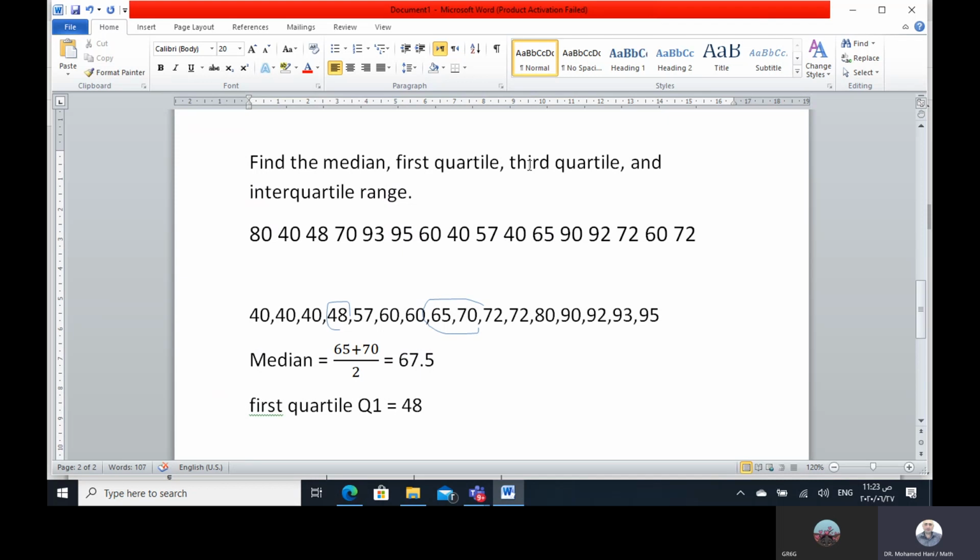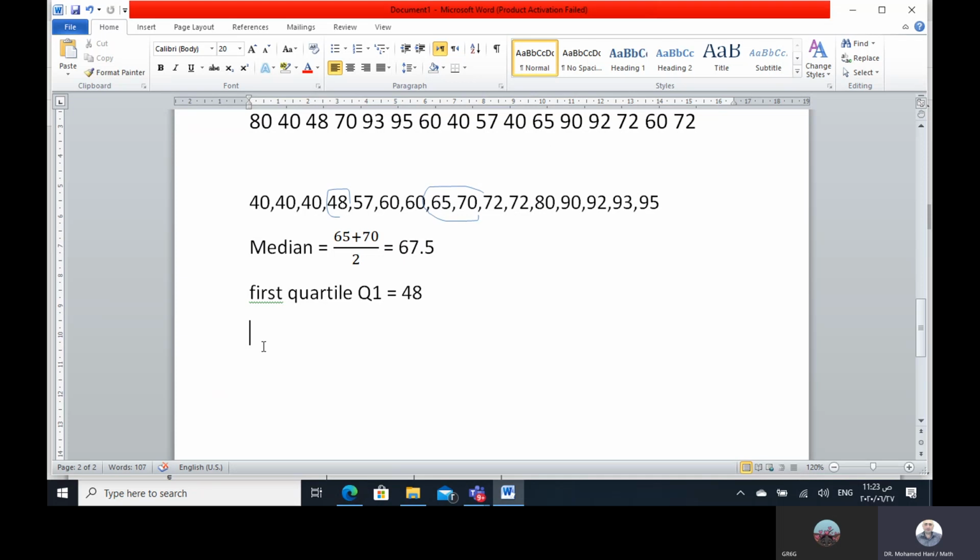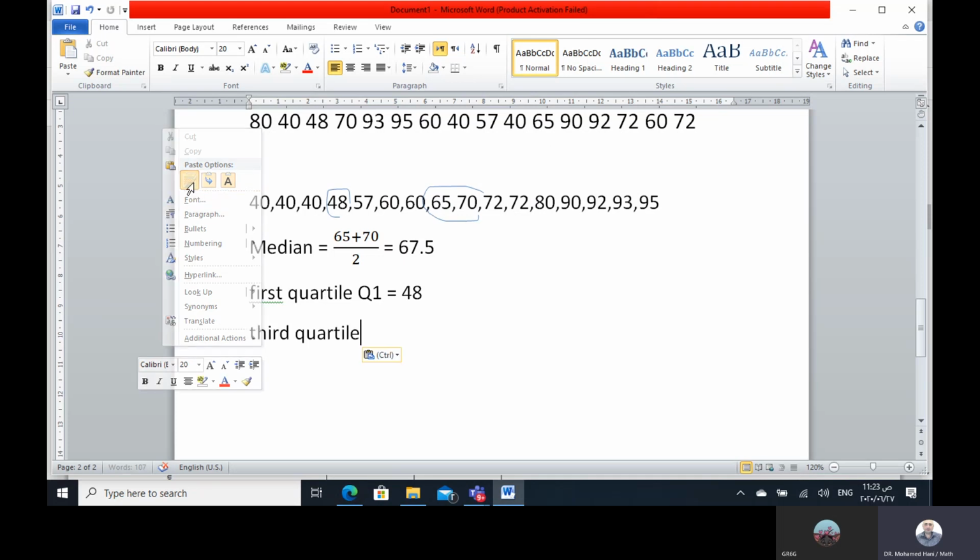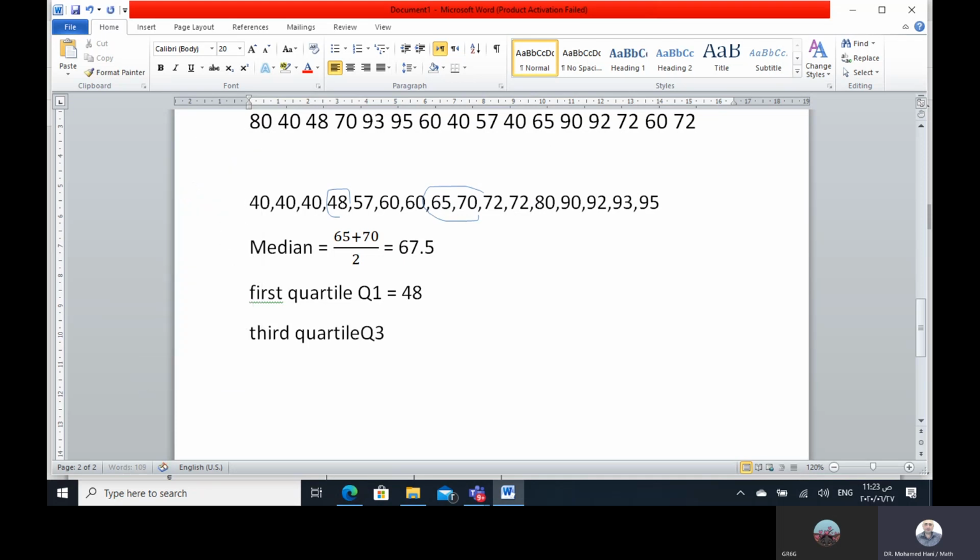So now we want to find the third quartile, Q3. Go to the next set.